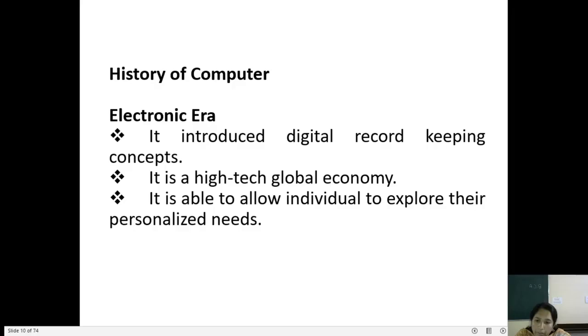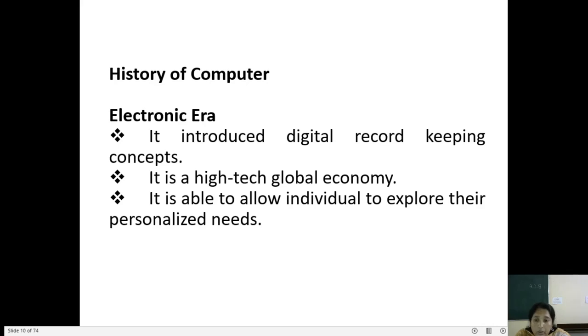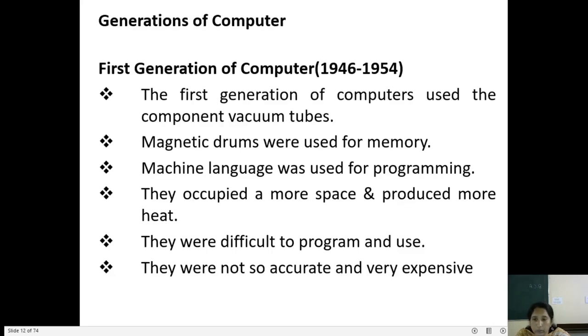A high-tech global company supported this, and it also supported individuals to explore their personal needs through the electronic era, where the digital concept was introduced and many updated programming languages were introduced. It is what led us to the computer we are using now. At present, the computer we are using is totally an electronic and digital one. Now let's understand the generation and classification of computers.